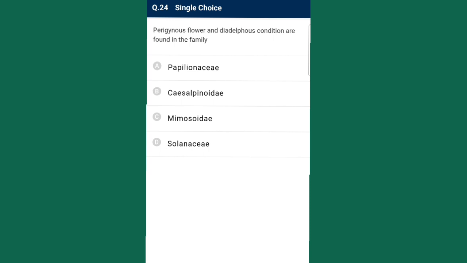The ovary is superior and free parts of the petals, sepals and stamens are attached to the rim of the hypanthium. Perigynous flowers and diadelphous condition are found in family Papilionaceae. So the answer is option A, Papilionaceae.